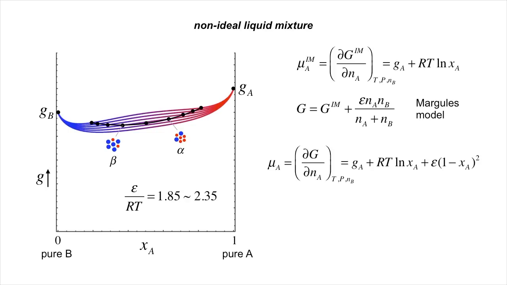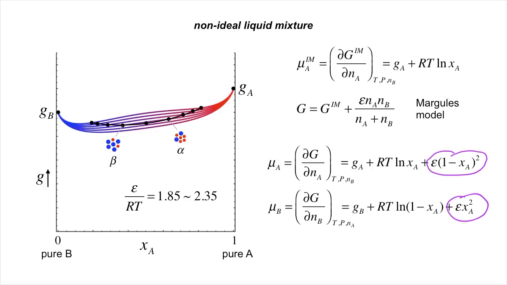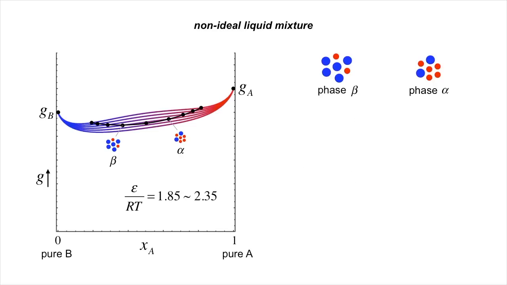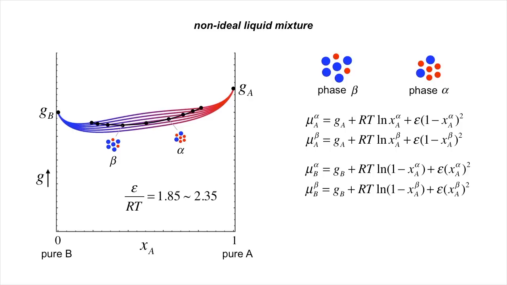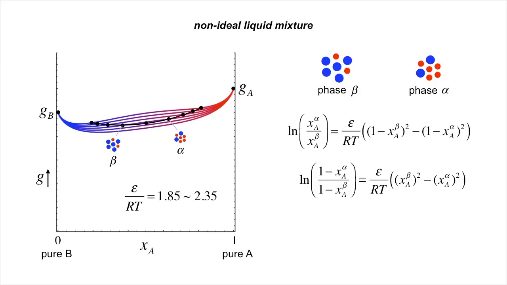Taking the partial derivative and simplifying, we see that the chemical potential will be higher than that of an ideal mixture by an amount proportional to epsilon times (1 minus X_A) squared. Applying to species B, we get something similar. So now imagine that we have 2 phases, alpha and beta, with different compositions, X_A alpha and X_A beta. Expressing the chemical potentials of A and B in both phases, and then requiring equal chemical potentials of A and of B in the two phases, we end up with 2 equations in 2 unknowns, with one parameter, epsilon over R.